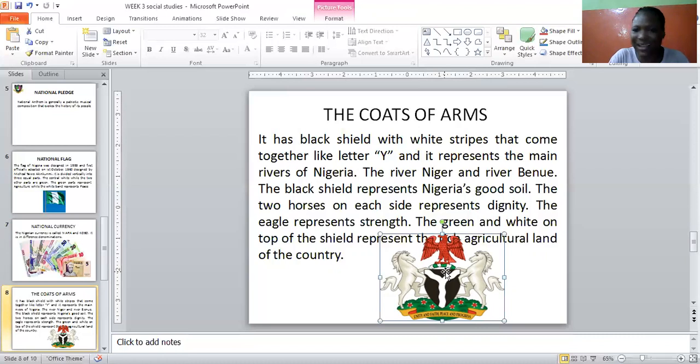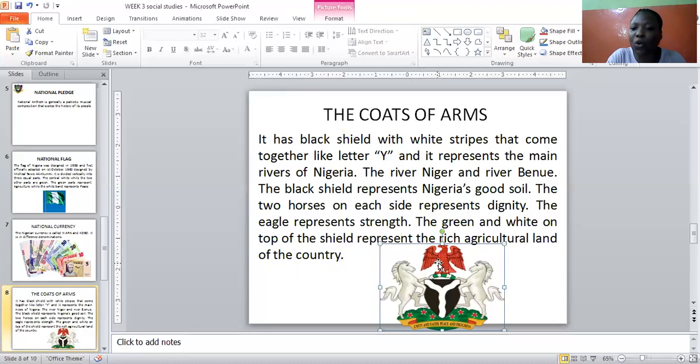The eagle, this eagle, is different from us. This eagle represents strength, the strength of the nation. The green and white under the eagle represent the rich agricultural land of the country. Can you see that it is very long? That's how wide Nigerian land is for agriculture.